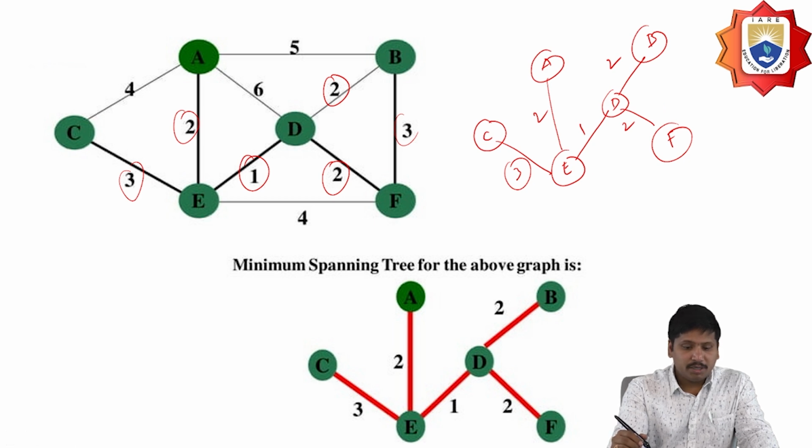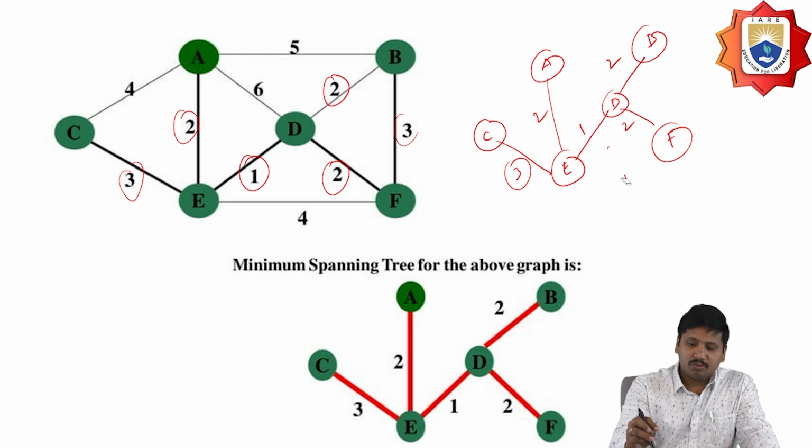And then the next minimum weight is 4. So if I select this edge also, it is going to form the cycle again. So that's why I'm not selecting this edge also. And next one, 4. This 4 is also going to form the cycle again. So that's why I'm going to remove this one also.